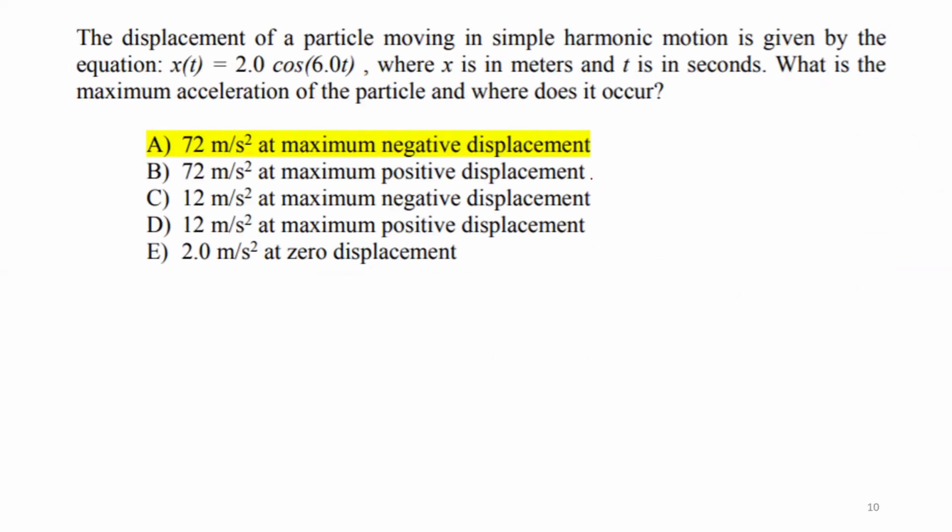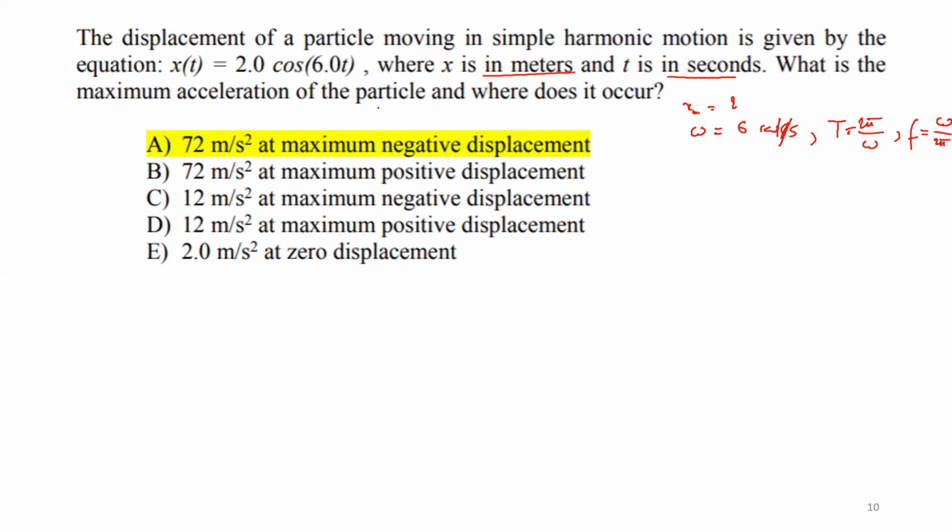The displacement of a particle moving in a simple harmonic motion is given by this equation. So x is equal to 2 cosine of 6t. So you know x max, where x is in meter and t in seconds. So I gave you x max is 2. Omega is 6 radian per second. Of course, if I know omega, I know T, 2 pi divided by omega. But I also know f. f is equal to what? Omega divided by 2 pi.